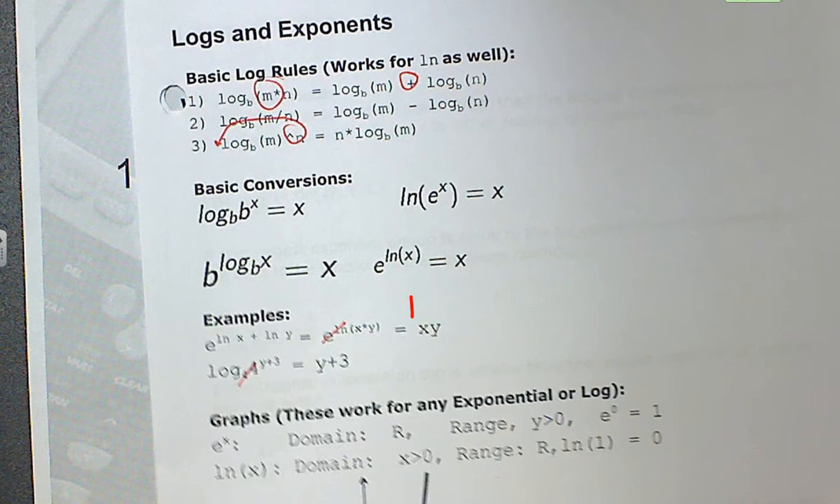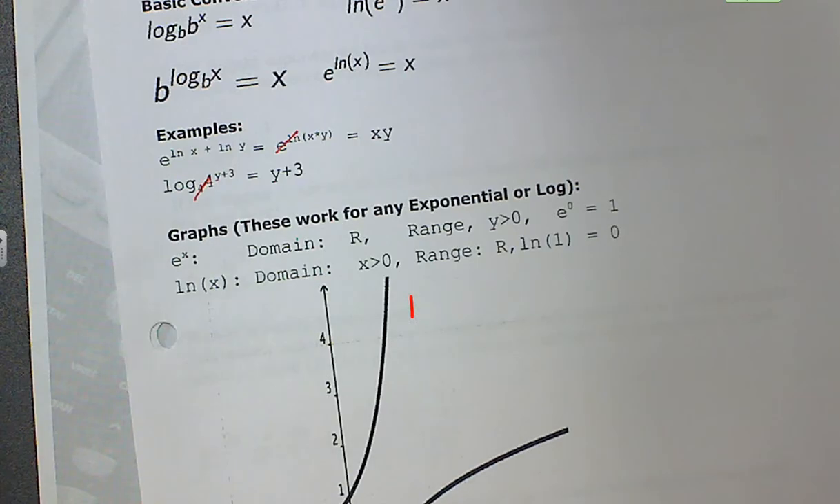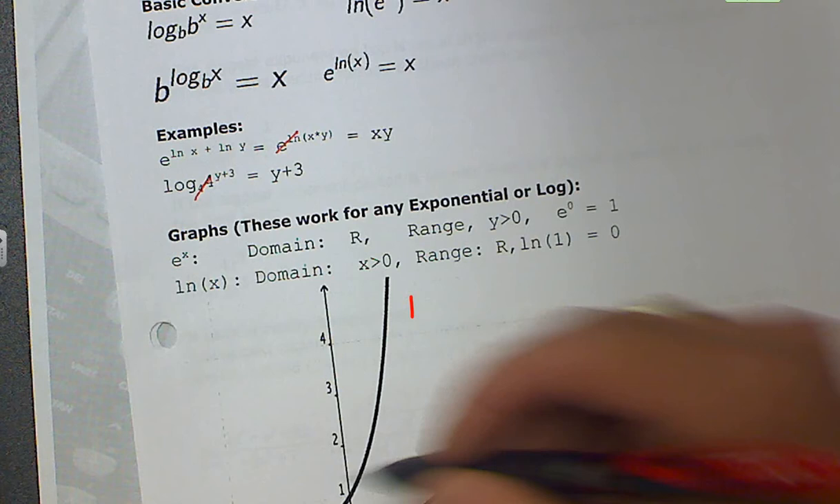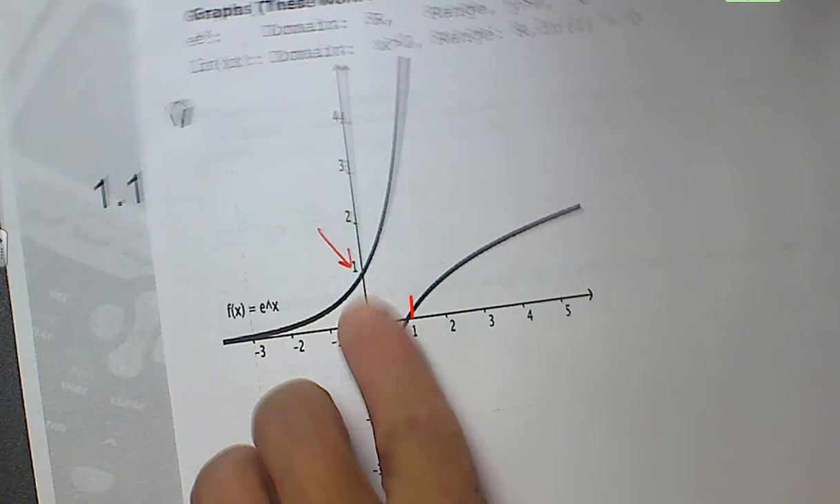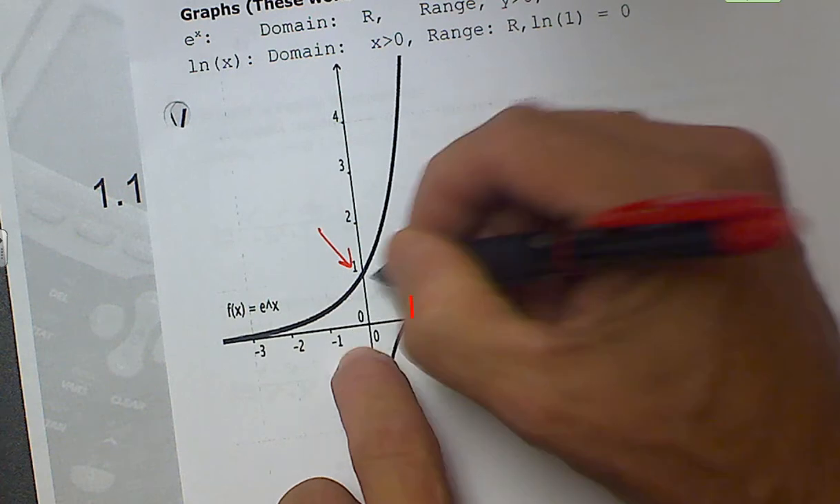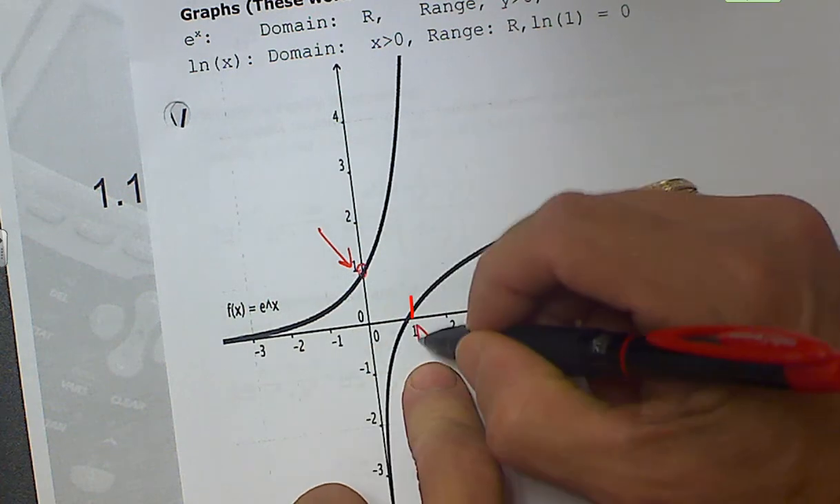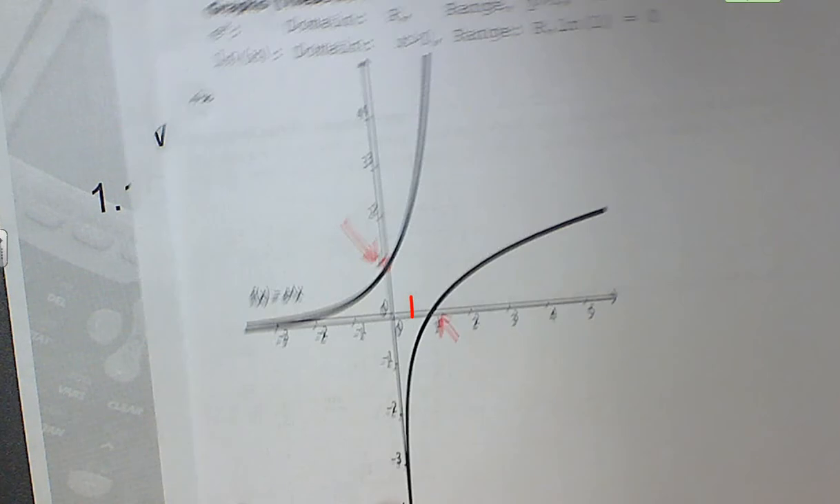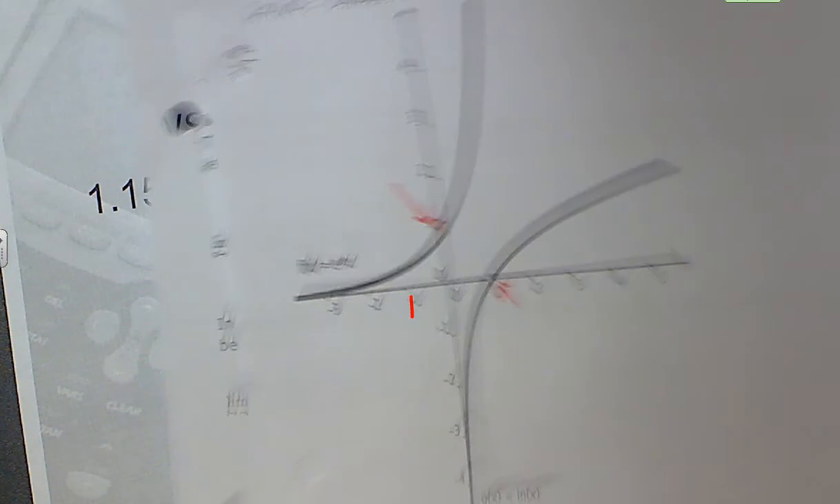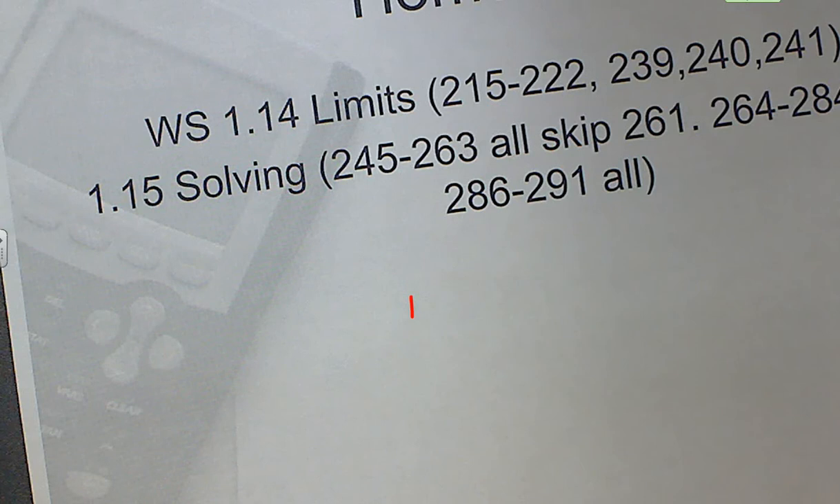And on your graphs right here, just to refresh your memory, exponential graphs, unless they've been shifted, always go through (0, 1). Exponentials always go through (0, 1). Logarithms always go through (1, 0), unless they've been shifted up or down, left and right. Okay, so let's look at a couple problems before I get you guys started here.